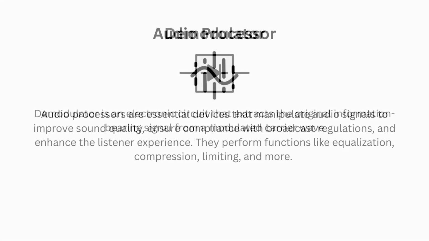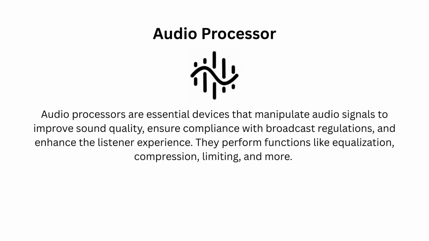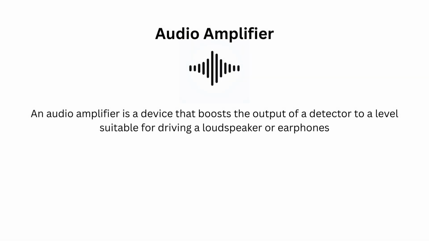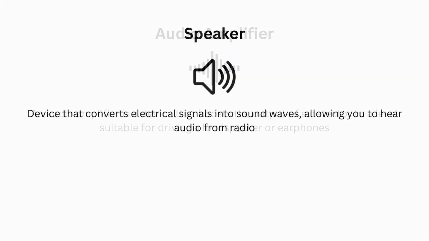And the next block is the audio processor. To make sure the sound is clear and pleasant, the audio processor tweaks the signal, adjusting its tone, volume, and overall quality. Next is the audio amplifier. Once the signal is processed, the audio signal gets another boost here, to ensure that it's strong enough to drive the speaker. And the final stage is the speaker. The speaker converts the electrical signal back into sound waves, letting you hear the broadcast.